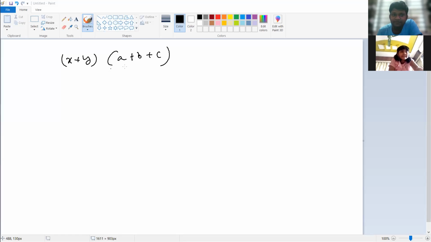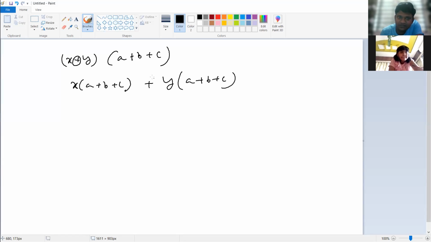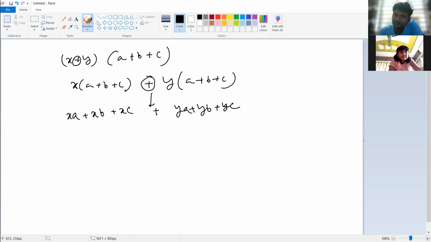So x plus y and a plus b plus c. The same thing will happen. I'll take x first, then a plus b plus c, then y times a plus b plus c. This plus is this plus. Again, we can expand x into a plus x into b plus x into c. This plus will come over here: y into a, y into b plus y into c.